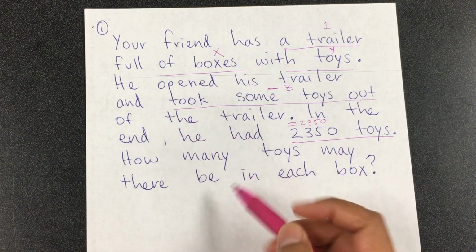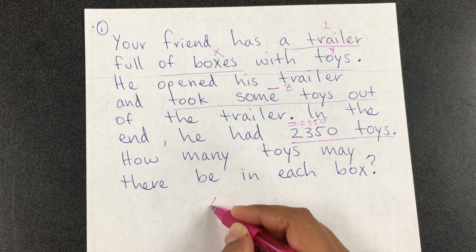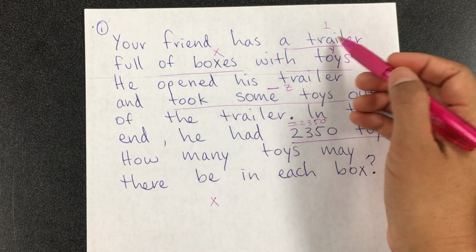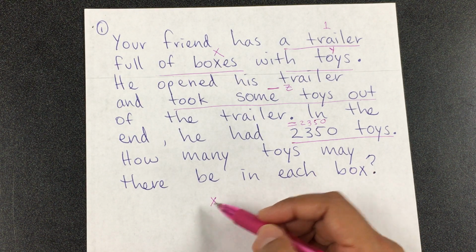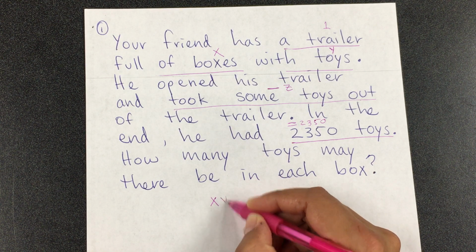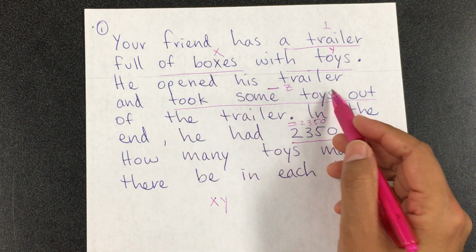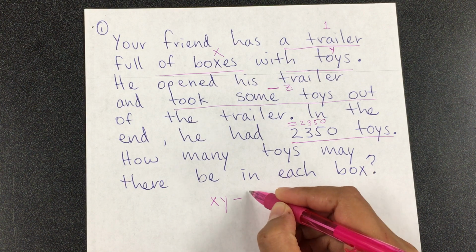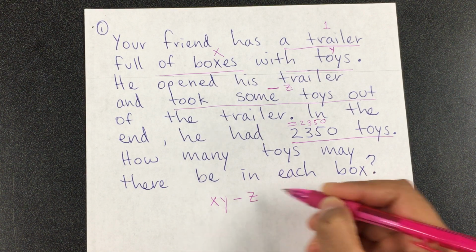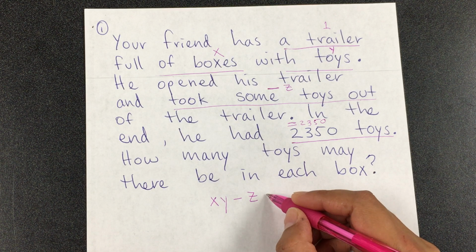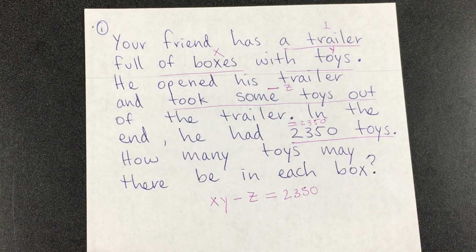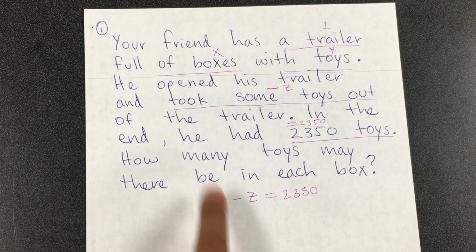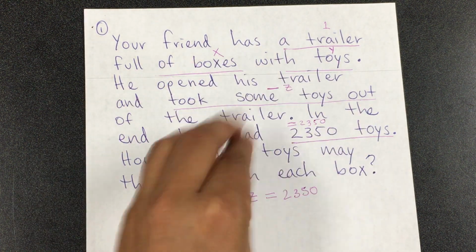Your friend has a trailer full of boxes. So 1x, we don't need to put the 1 trailer as the coefficient, because coefficient 1s we never write. With toys. But then he opened his trailer and took some toys out of the trailer. And in the end, he has 2,350 toys. So that's the equation that represents what is going on in here.